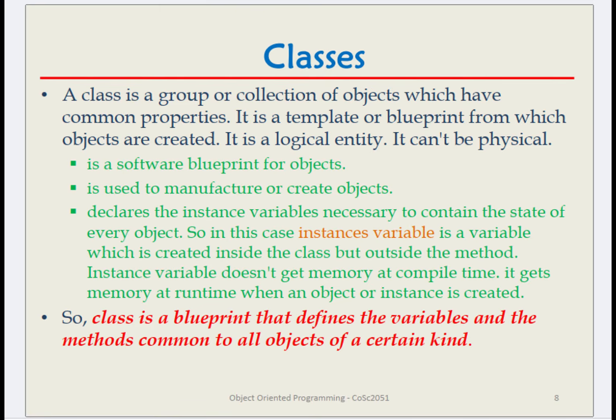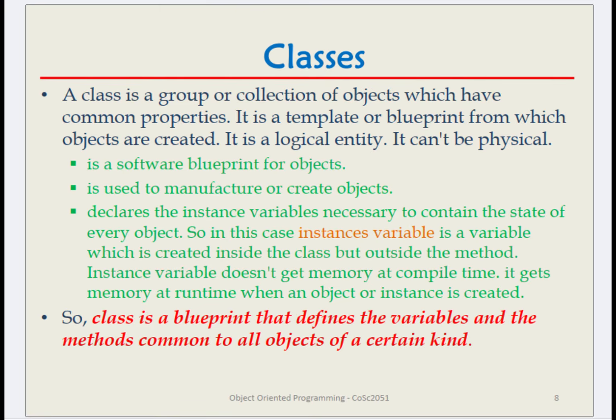A class declares the instance variables necessary to contain the state of every object. An instance variable is a variable which is created inside the class but outside the method. An instance variable doesn't get memory at compile time. It gets memory at runtime when an object or instance is created. So a class is a blueprint that defines the variables and the methods common to all objects of a certain kind.